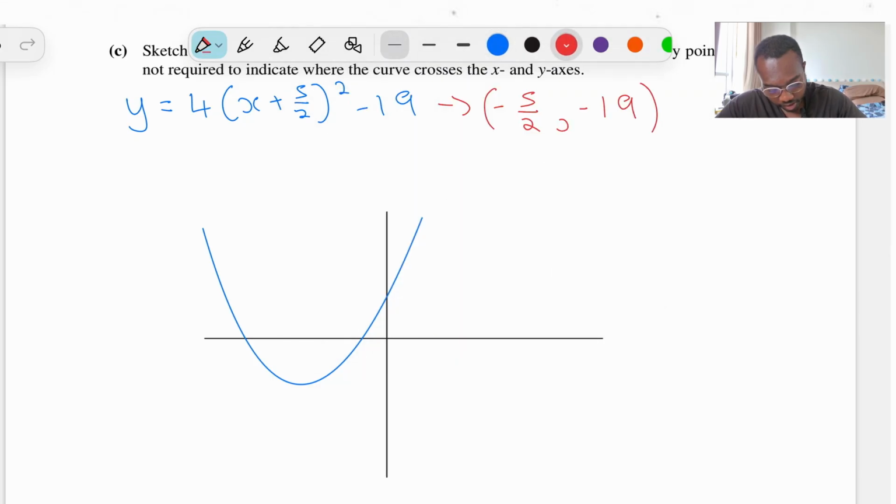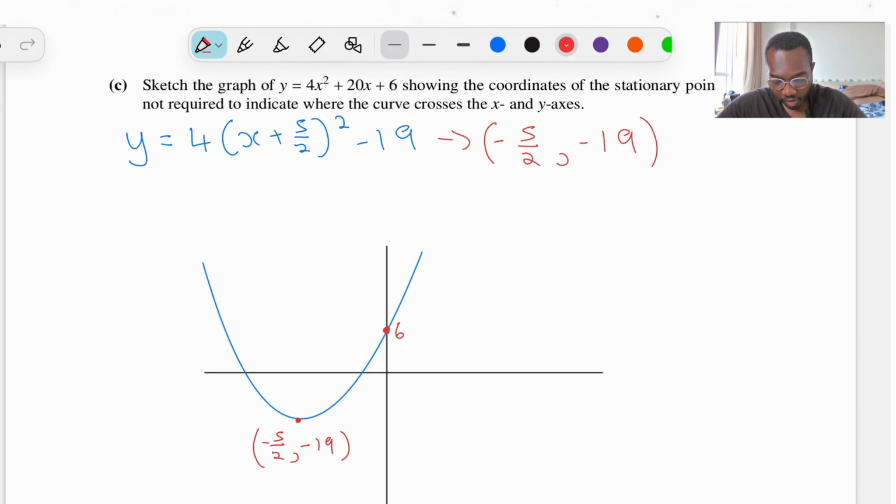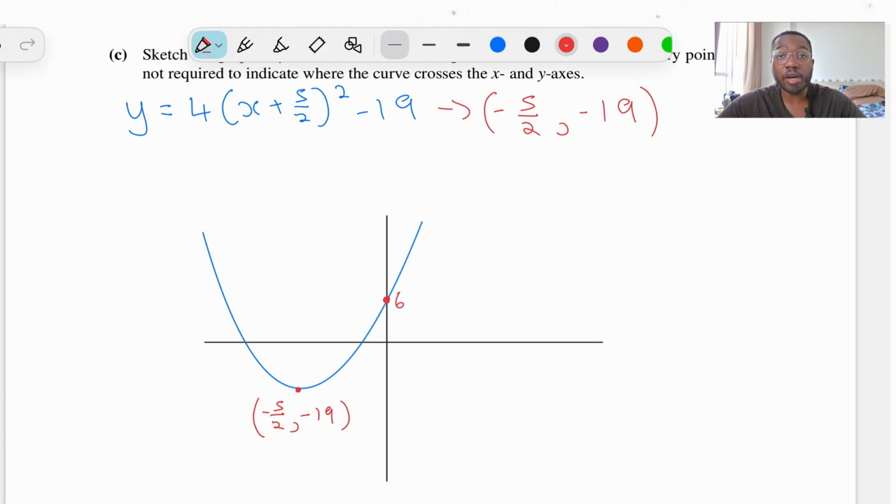Because this is the minimum point, this would be minus 5 over 2, minus 19. That looks fairly right because it's in the right quadrant and we have a positive graph. Even here, we don't need to include this, but we know this would also be 6, which is perfect for us. So everything looks right, and we can leave it like that. We've sketched the graph and shown the coordinates of the stationary point, and that should be enough for the marks.